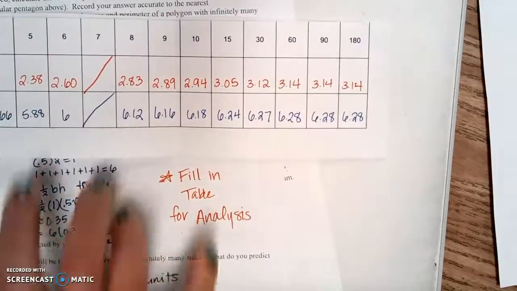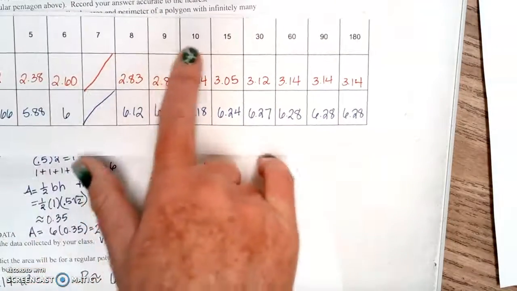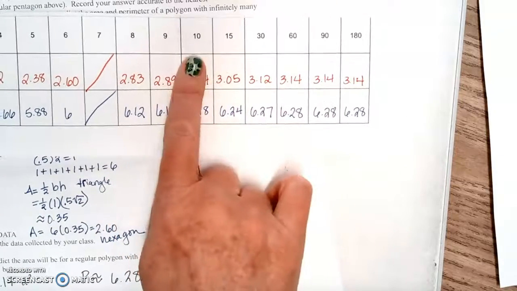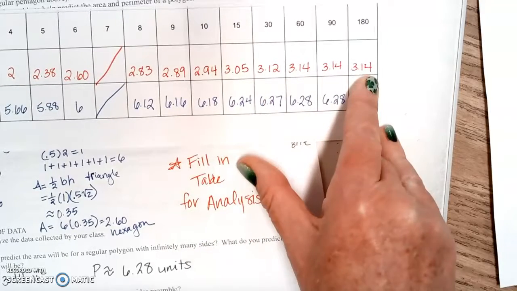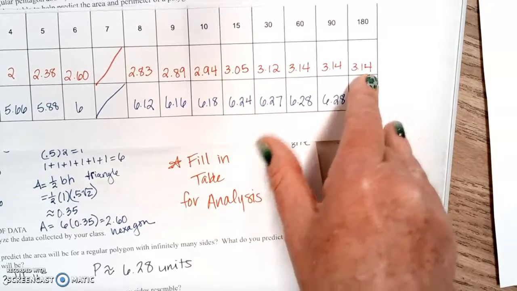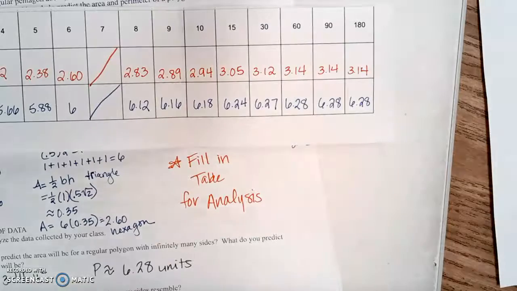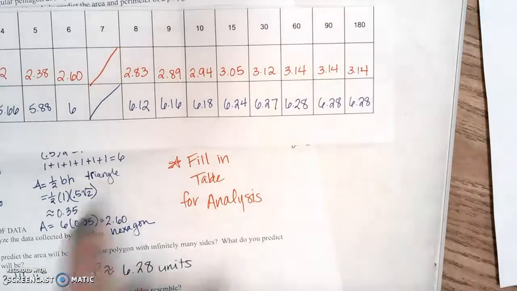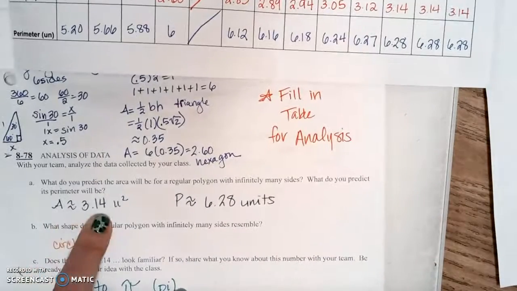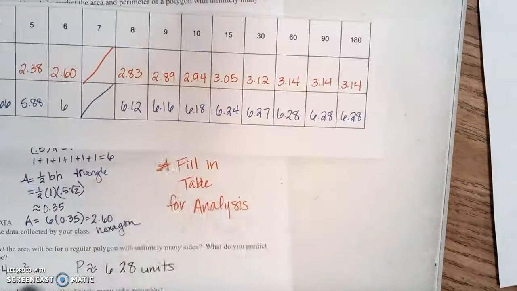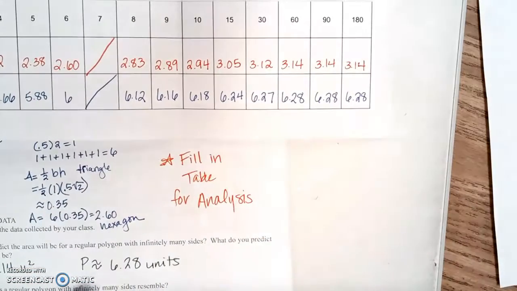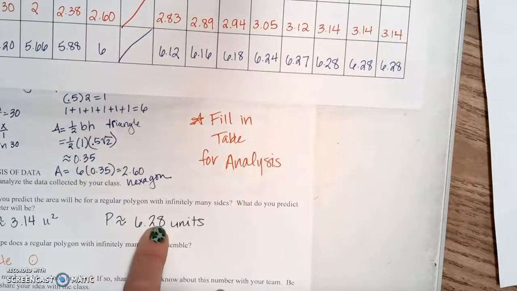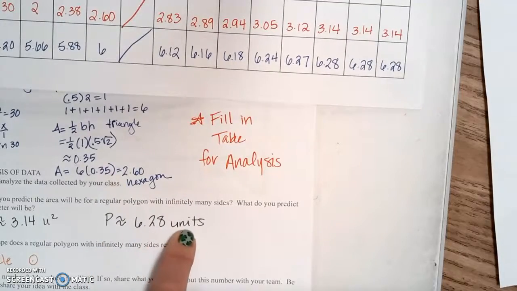So what you're going to notice is that as the number of sides increases, once it starts getting up to 10, 15, 30, what do you notice about the numbers here? They're continuing to stay at 3.14 something, something, something. So roughly, the area is approximately going to be 3.14 inches. The same thing's going to happen with the perimeter. It's going to start getting closer and closer to what we call approximately 6.28 units.